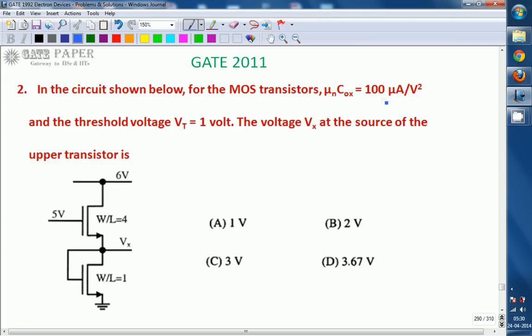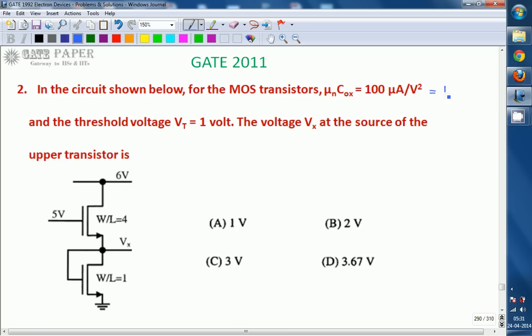Hello, we are discussing the GATE 2011 ECE paper, and this question is related to electronics. In the circuit shown below, for the MOS transistors, mu n into COX is equal to 100 microampere per volt square, and the threshold voltage Vt is given as 1 volt. The voltage Vx at the source of the upper transistor is, okay, mu n into COX is nothing but this value.